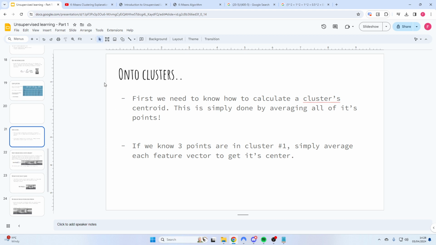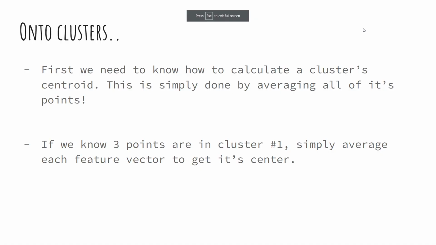Okay. And now we need to go on to clusters. The first thing we need to know is how to calculate a cluster centroid. It's quite simply done. We just take all of the points within this cluster and average them. So if they only have 2 points each, we just take the average of their x and y, and it would work in 3D space and also in 4D and any high dimensionality as well. So if there's 3 points in cluster 1, we're just going to average each feature vector to get its center.